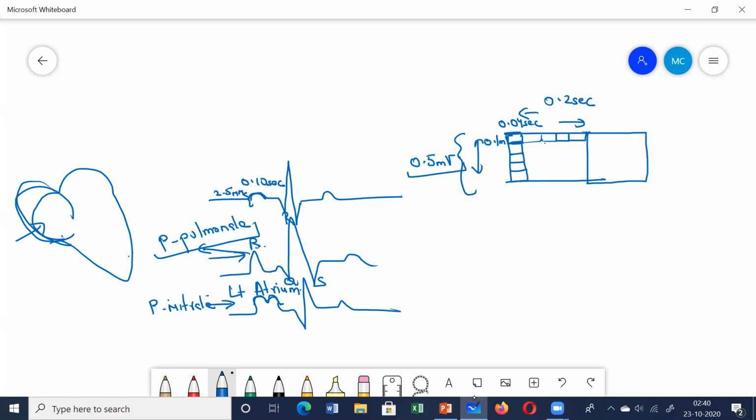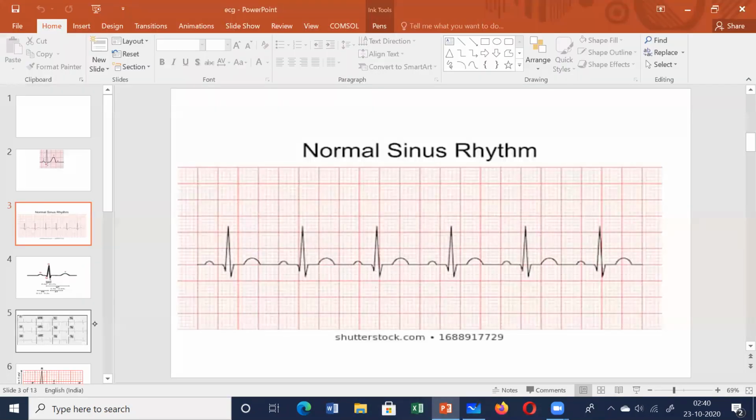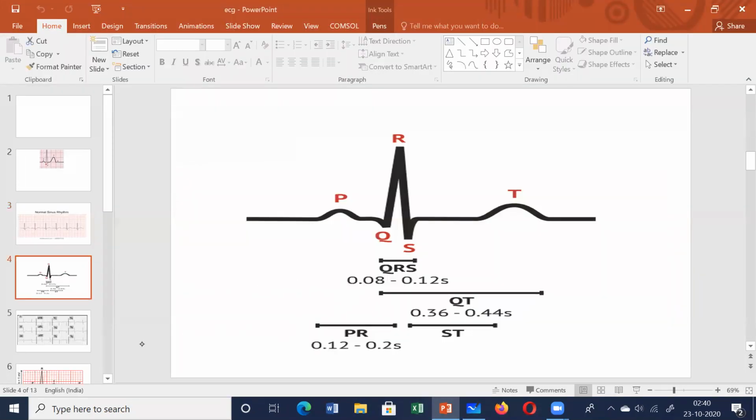Therefore, we use the term PR interval. So let me just show you here. If you can see from here, this is from the beginning of the P wave to the beginning of the R wave. Okay, so this is what is called your PR interval. So what is the PR interval? It is the duration. It is the segment.